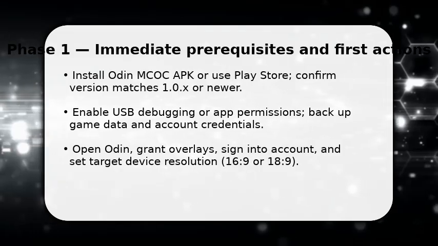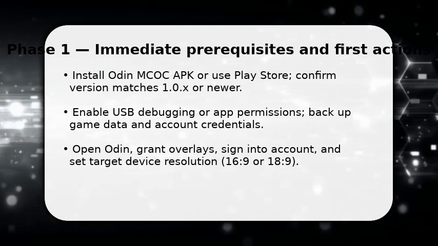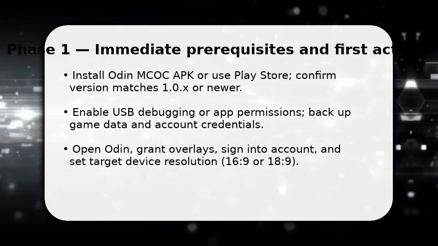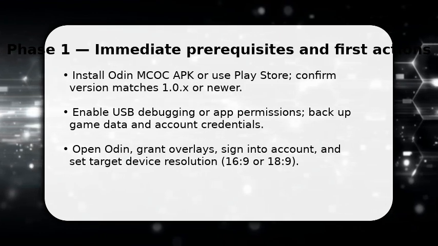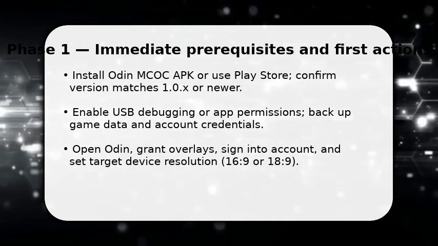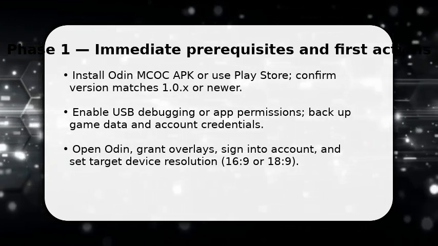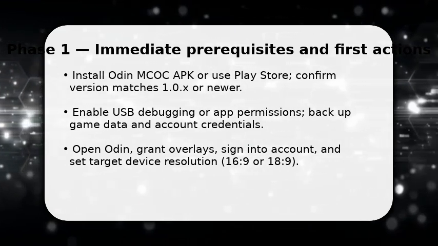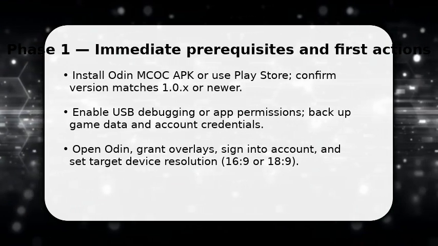You start by gathering essentials, install the correct Odin MCOC build and grant permissions so the app can control inputs. Once done, enable USB debugging or overlay access so automation works reliably. Make sure you back up your game data and confirm your account credentials before proceeding. Then set the in-app resolution to match your device, 16:9 or 18:9, so hitboxes align. These initial steps prevent desyncs and let you run the first automated sequence immediately.